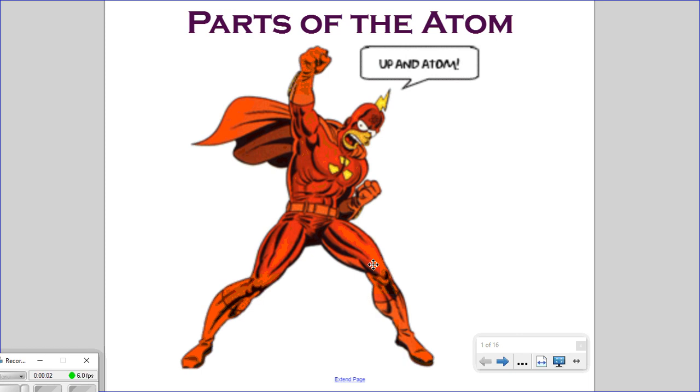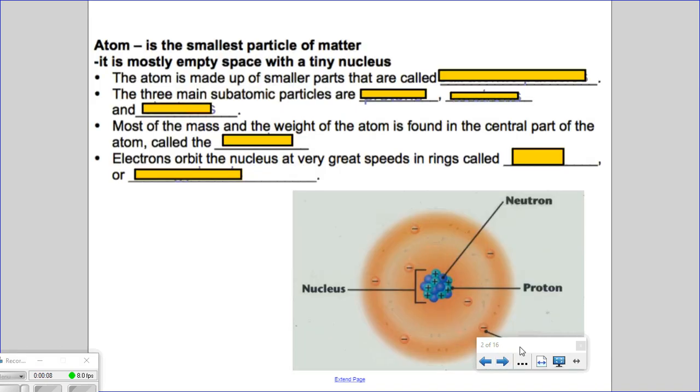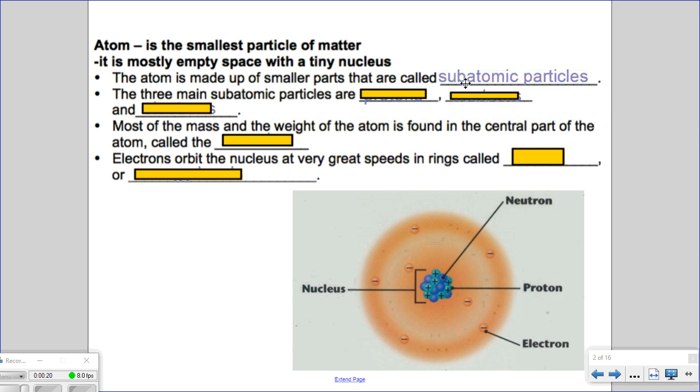In this video, we will cover different parts of the atom. The atom is the smallest particle of matter. It is mostly empty space with a tiny nucleus. The atom is made up of smaller parts that are called subatomic particles. The smaller parts that come together to make up an atom, we call these subatomic particles.